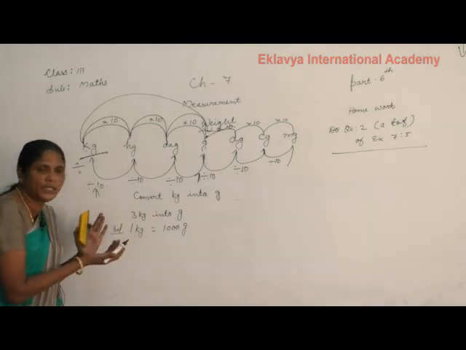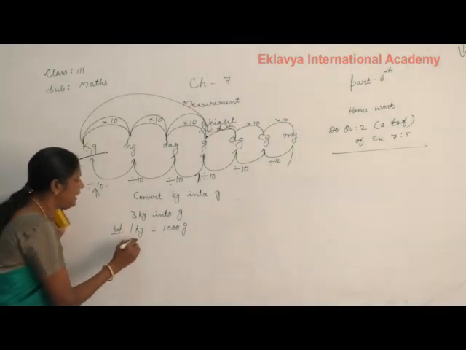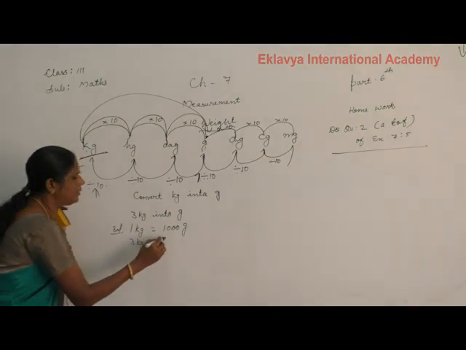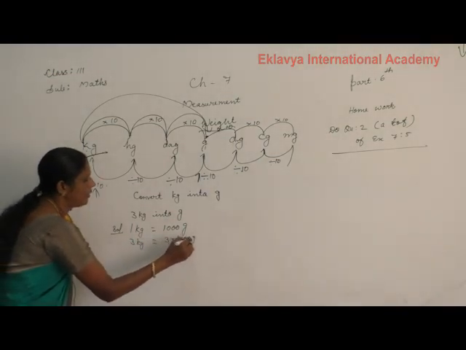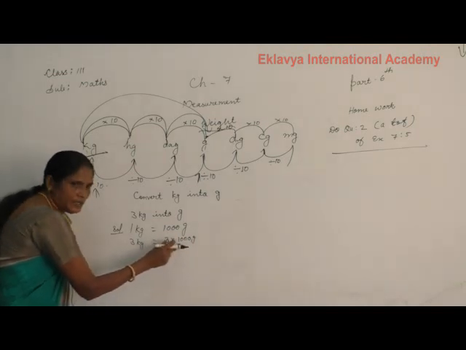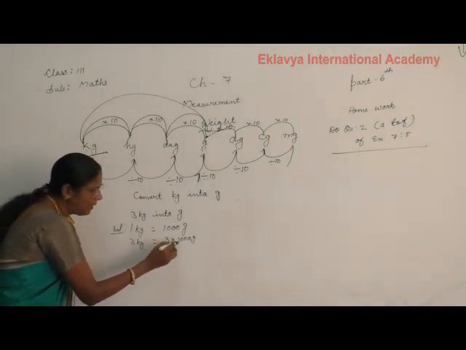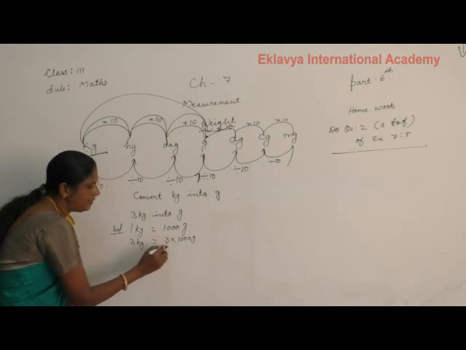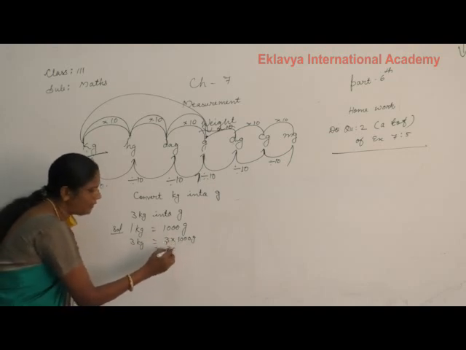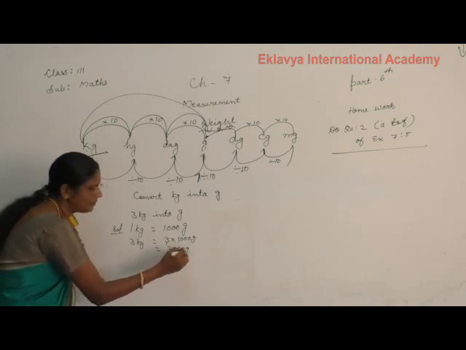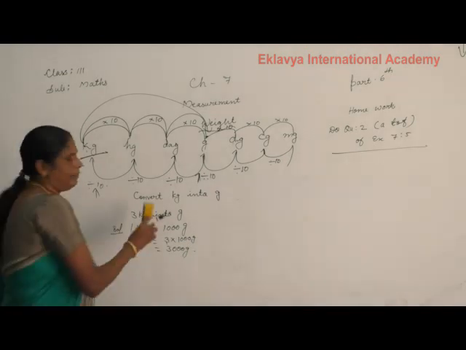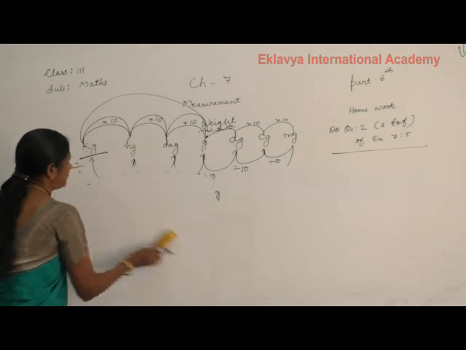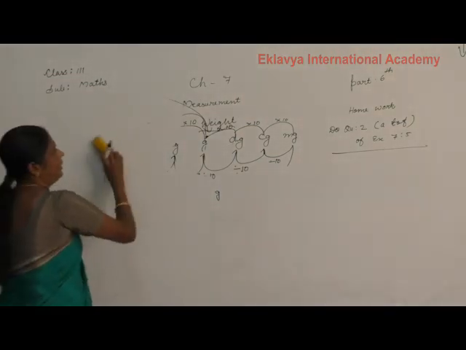Therefore, how many kg do we have? 3 kg is equal to 3 into 1000. Only multiply the number: 3 ones are 3. How many zeros do we put here? 3 zeros. 3000 gram. Next, we erase this.